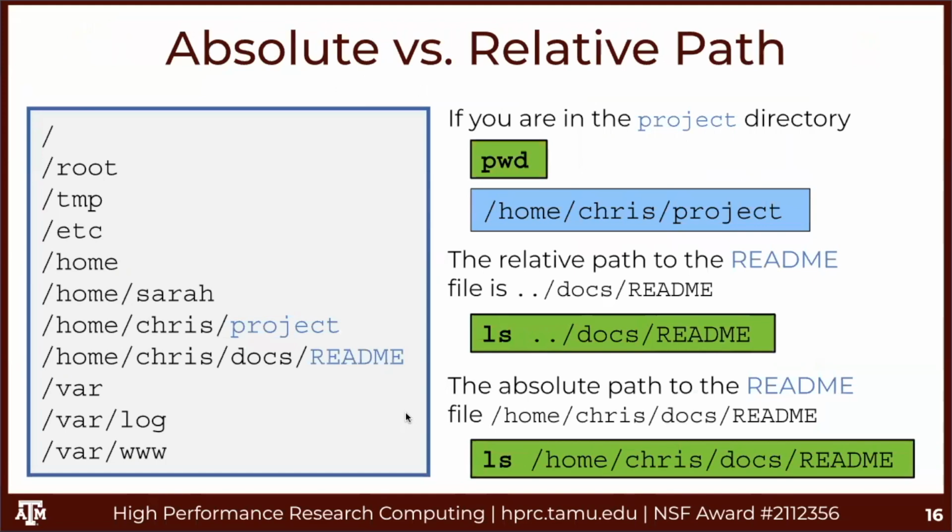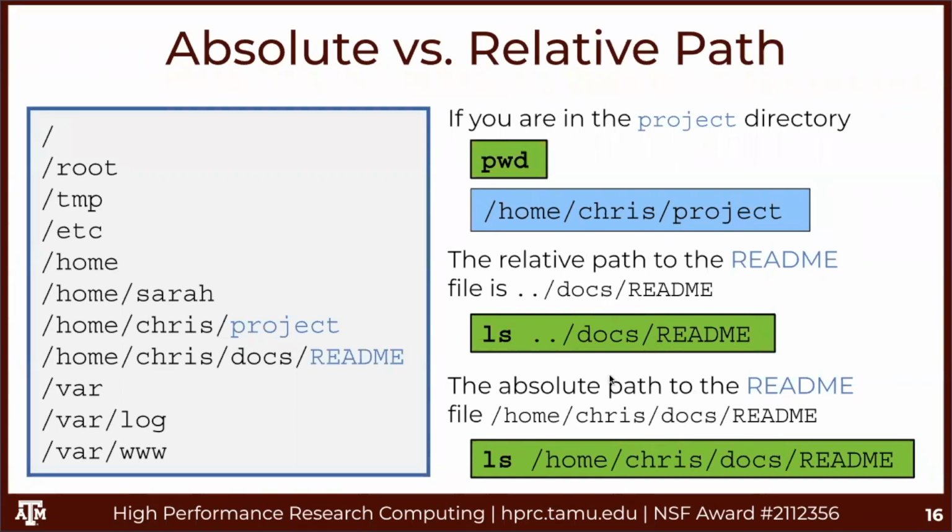Moving on, so we have the absolute and relative path for each directory. So absolute path is with reference to the root directory, with reference to the Linux where a particular directory is. So the address that we see for this directory, home Chris project, that is its absolute path. But we also have relative paths.